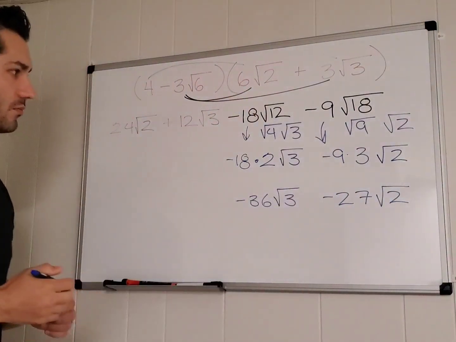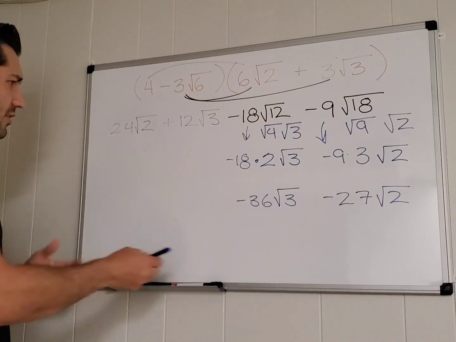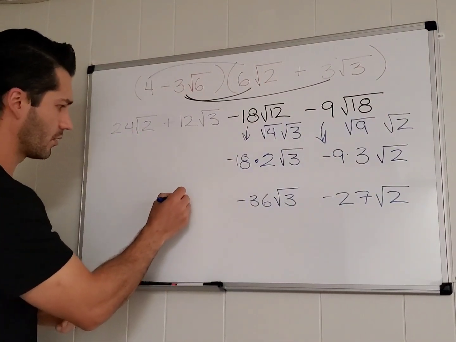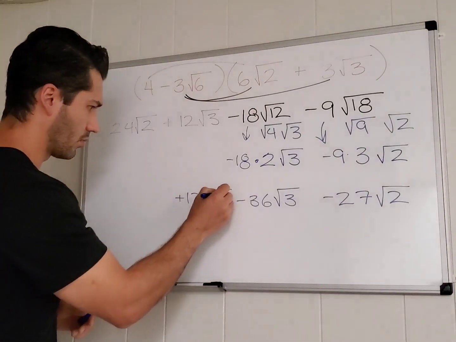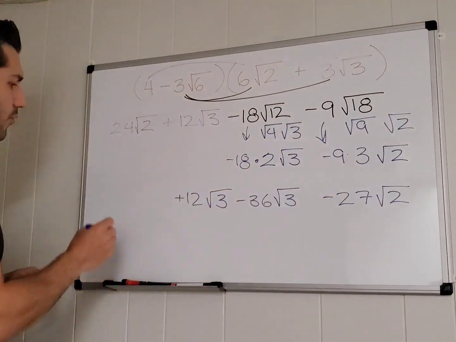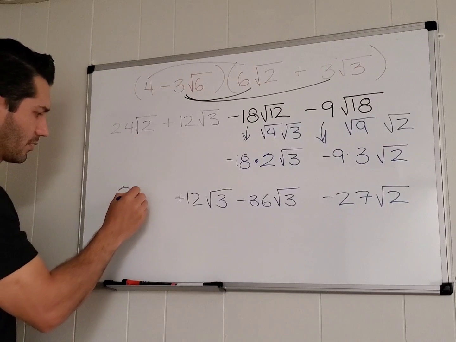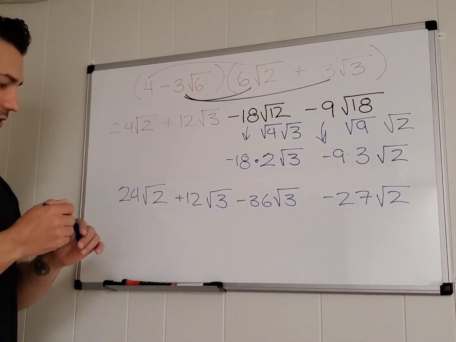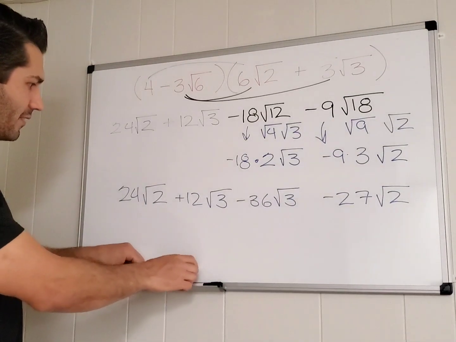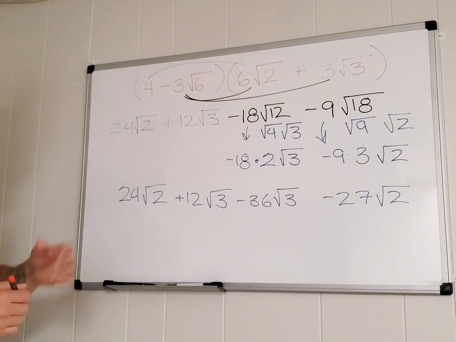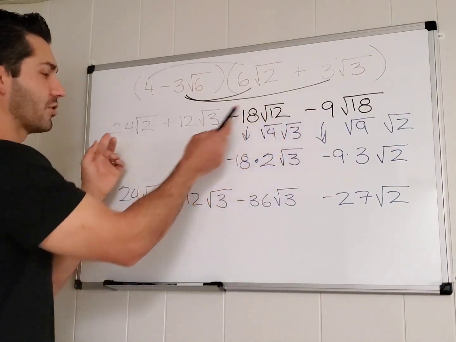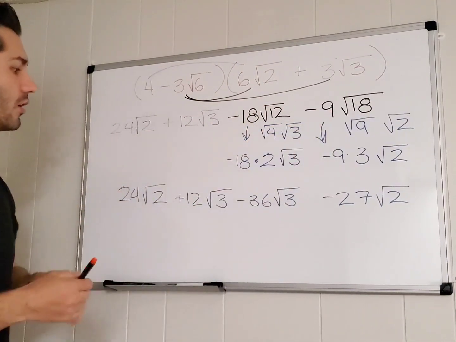Now I'm going to bring down all this other stuff I haven't used yet. I have this plus 12 radical 3. I have this 24 radical 2 that went untouched. And I'm still not done yet, because if you notice, you have like terms again. You did multiplication and then it became a problem from the last section. You're now adding and subtracting.